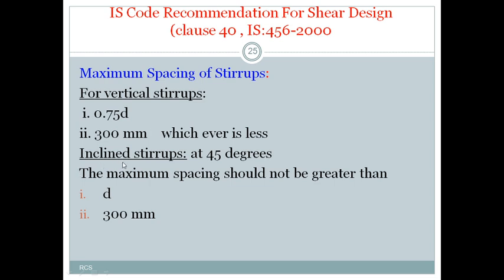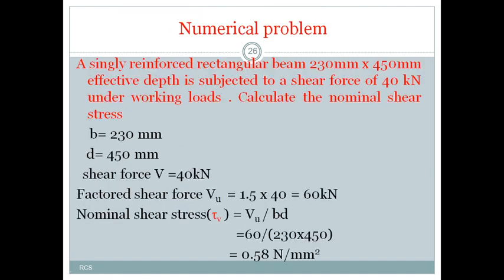The second part is inclined stirrups, that means the inclination of the stirrup is 45 degrees. Then the maximum spacing should not be greater than the minimum of these two: d, that is the effective depth of the beam, and 300 mm. Whichever is less, we consider as our spacing for the inclined stirrups. So that's all for the concepts of today's lecture.